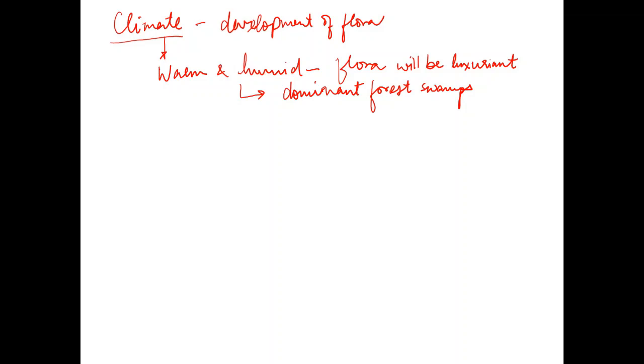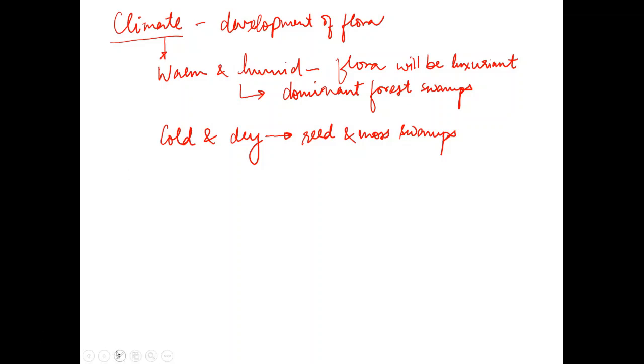If the climate is cold and relatively dry, then the swamp will be reed and moss swamp. These are all types of flora. So forest flora, reed and moss flora. So if the climate is warm and humid, the swamp will be mostly forest swamp. If it is cold and dry, you will be getting mostly reed and moss swamp.